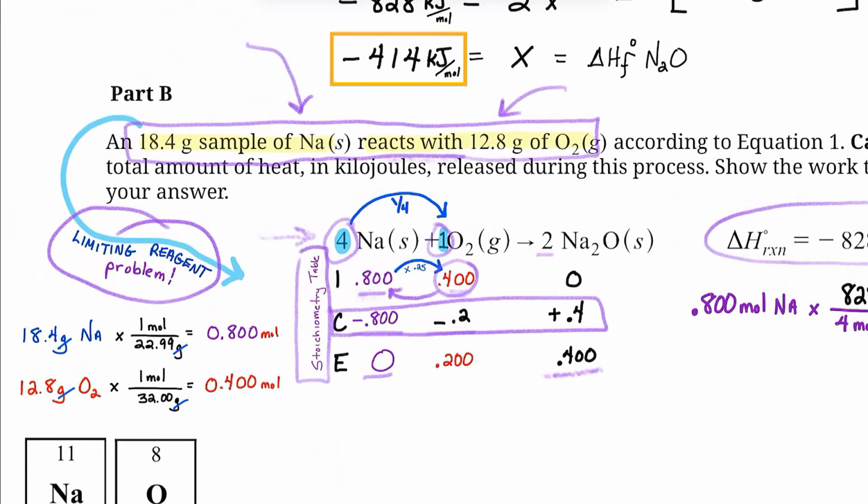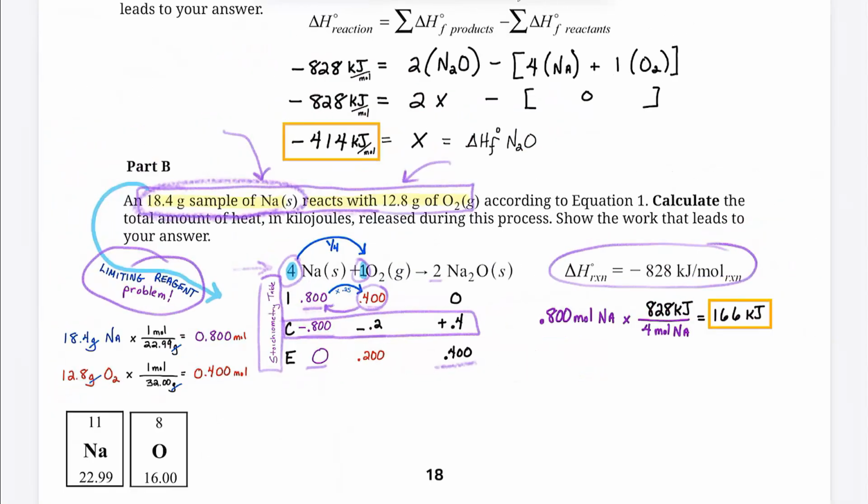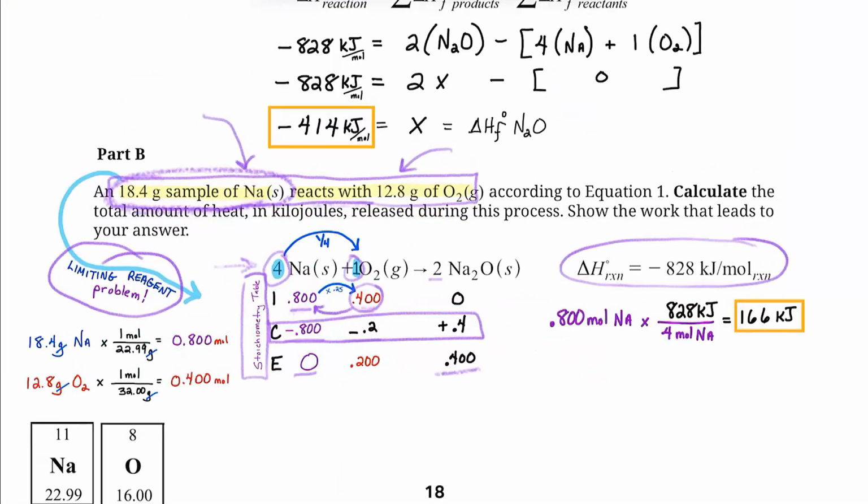In any case, the second part states, now that we have established who's going to stop the reaction, 18.4 grams is going to be totally reacted away. That's my limiting reagent. According to the equation, they wanted us to calculate the total amount of heat released. I could actually start this part with any one of these values here. I just chose to use the sodium. Now, notice this is delta H per reaction, or better yet, it says -828 kilojoules per mole of the reaction.